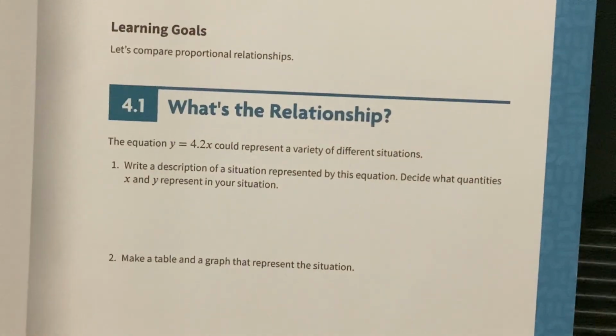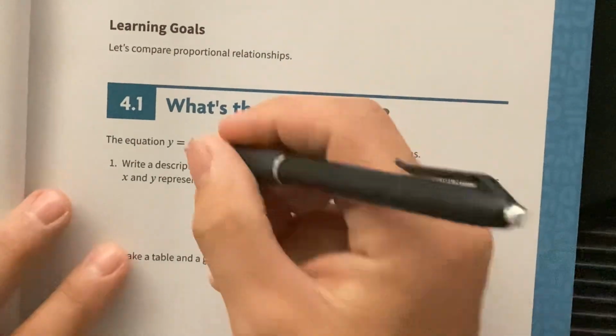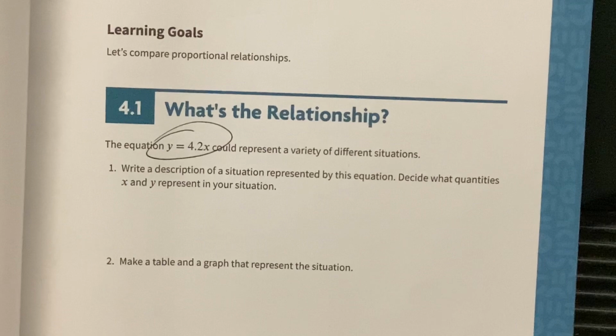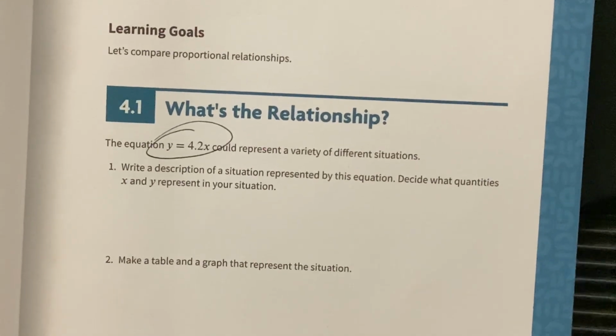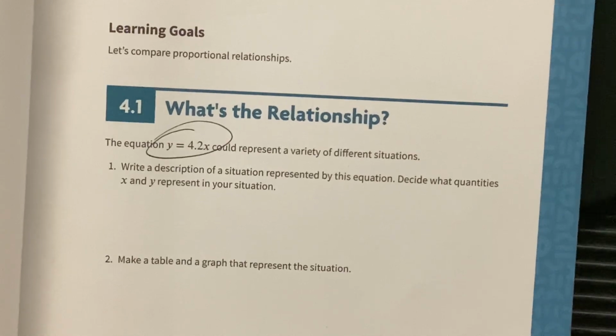Comparing proportional relationships. So the first equation, it says, what is the relationship? Write a description of the situation. So what could be represented here? And when we have an equation, well, what's the rate of change? What is the constant of proportionality? What is the slope? See it? It's 4.2. Okay, 4.2.